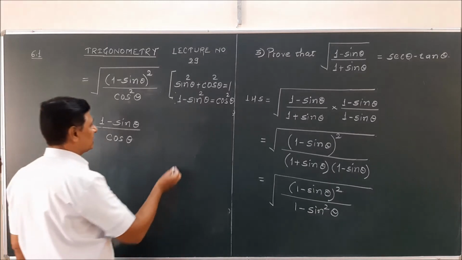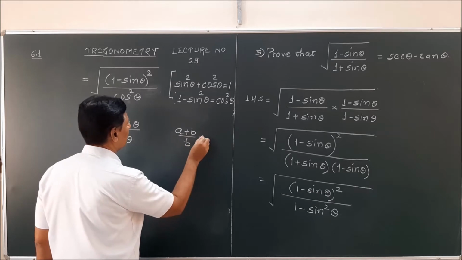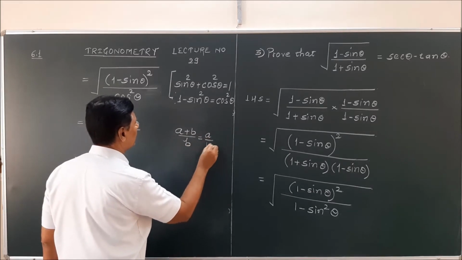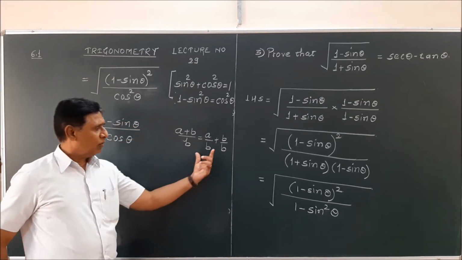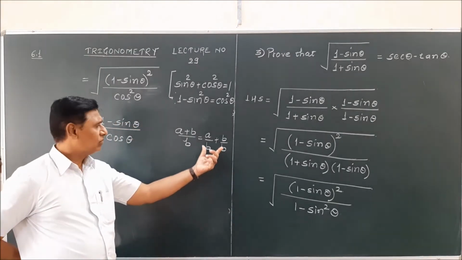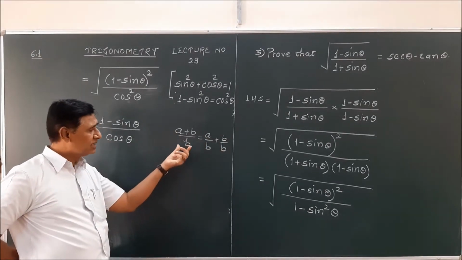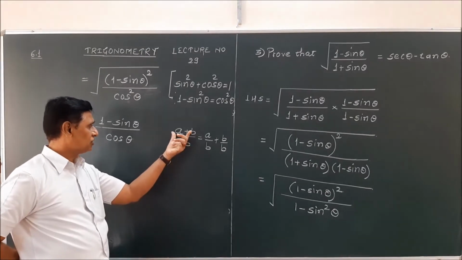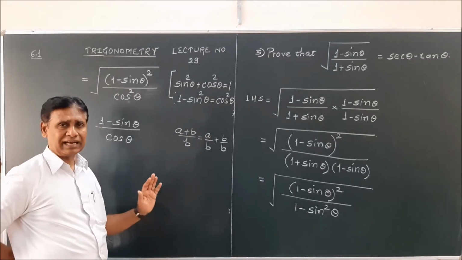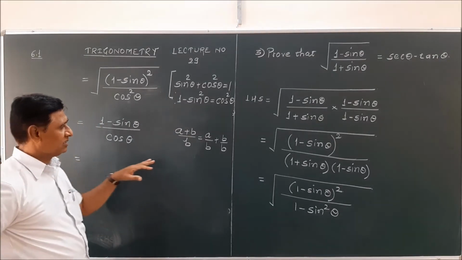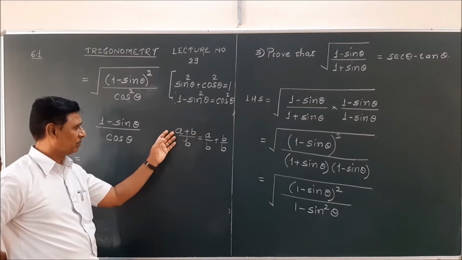If I write, for example, a plus b upon b, this is nothing but a upon b plus b upon b. Very important. When denominators are the same, what do we do? We add the numerators and we take the common denominator. But if there is a single denominator and there is an addition or subtraction of two terms, we can split it individually. That is what I am going to do over here, writing a plus b upon b as a upon b plus b upon b.